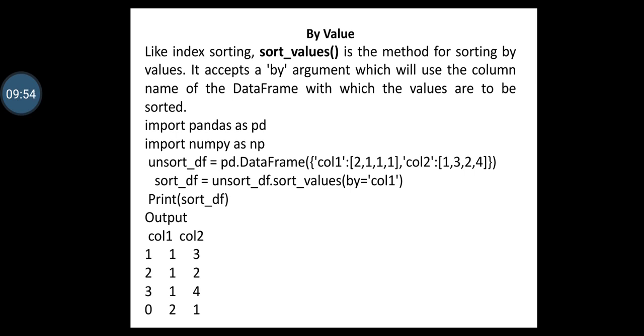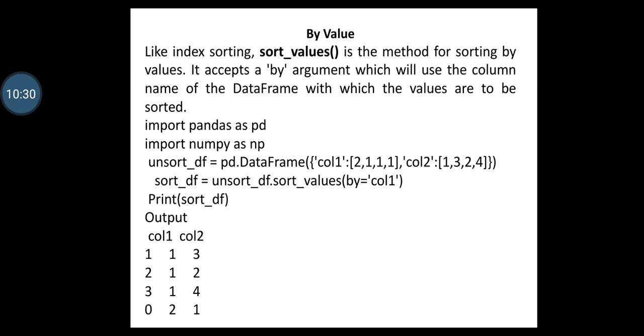Then unsort_df is equal to pd.DataFrame, and you can notice that I am defining the values as a data frame in a dictionary-like structure. So we use the key column 1 and put the values 2, 1, 1, 1, and for column 2 put the values 1, 3, 2, 4, and then close the curly brackets and the bracket. Then I am creating another variable, sort_df.